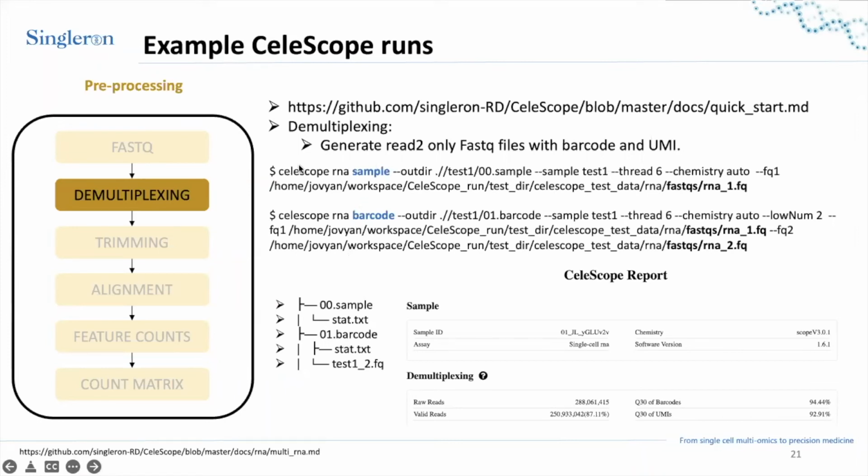So here, the first step, the demultiplexing to generate read two only Fastq files, you can run Cellscope RNA sample and Cellscope RNA barcode. It will return a Fastq file with only read two, the R2. This is also part of the Cellscope report. It also reports the quality metrics or the results from demultiplexing. For example, it tells you how many raw reads there are, the percent of valid reads, and the Q30 of the barcode as well as the UMIs, for your QC report or any processing references.